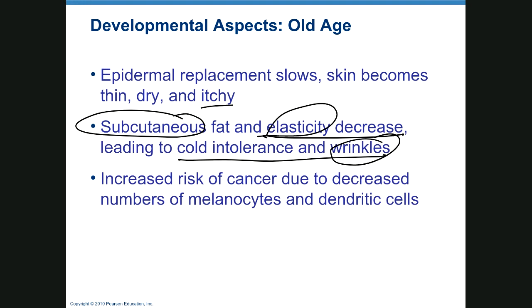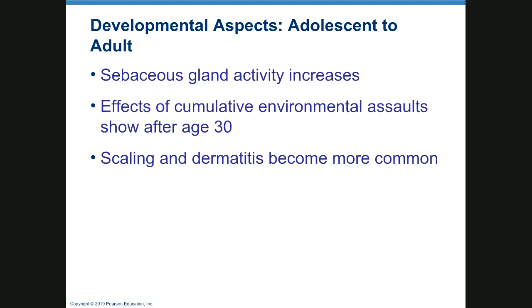So there's a cold intolerance. There is also a risk for dehydration because the skin is thinner. So there's a problem adjusting body temperature through the skin. There's an increased risk of cancer because there are fewer melanocytes, and immune system cells have decreased also. Also, there's an accumulation of damage through the years that makes an older person more susceptible to skin cancer.